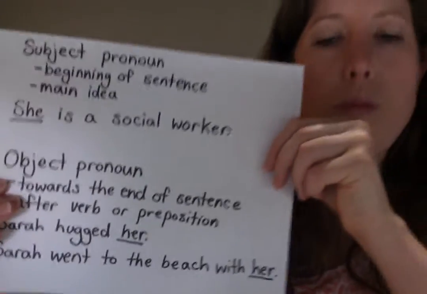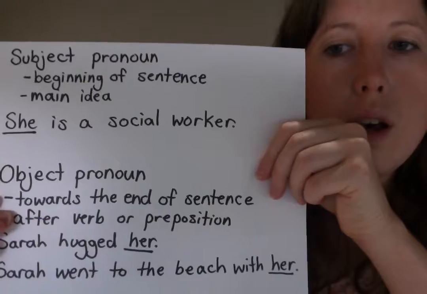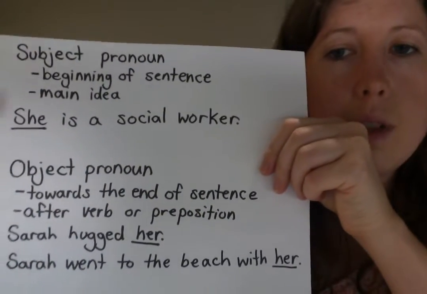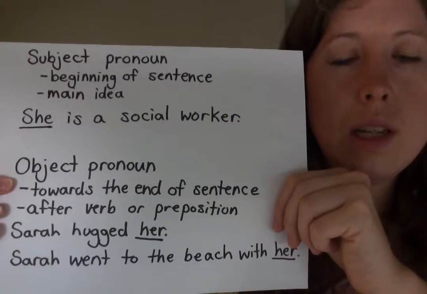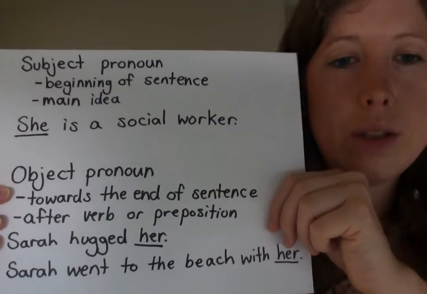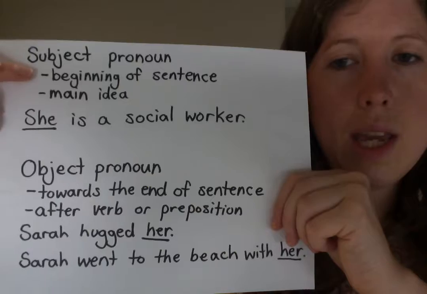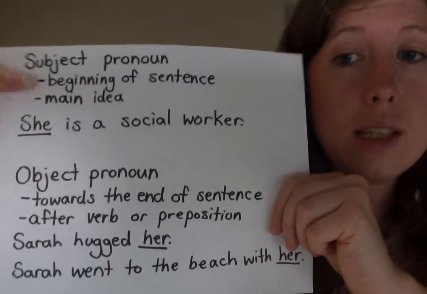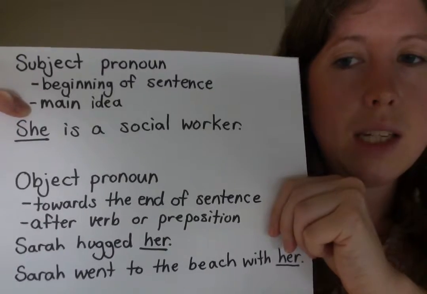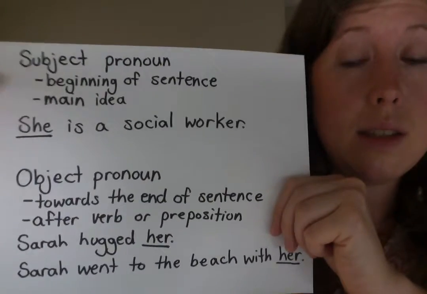So when do we use each one? How do we know? So I want to talk briefly about that. There are subject and object pronouns, and we know when to use each one depending on how and where it's used in the sentence. So a hint is that subject pronouns are usually found at the beginning of the sentence, and they refer to the main idea or main person in the sentence.